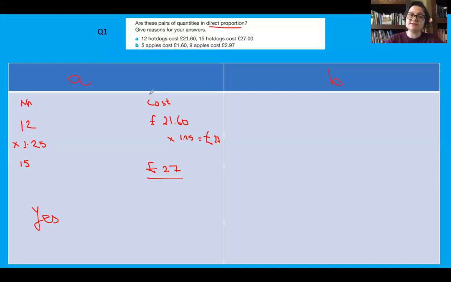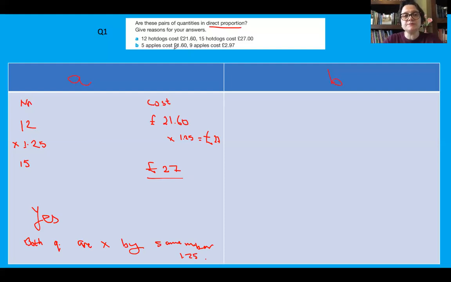It says give reasons for your answer. Then you can say both quantities, I'm going to put a Q instead of quantities, are multiplied by the same number, and this is the reason. And in this case, the number is 1.25. So it's always good for you to write the number as well. And this is the right answer.